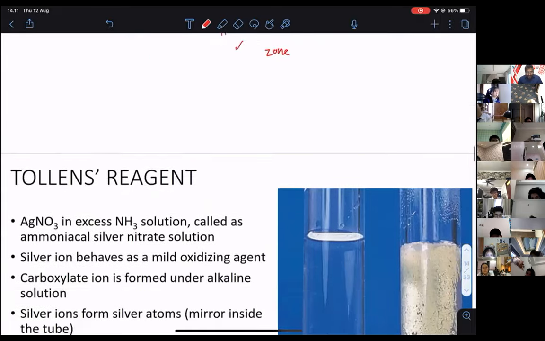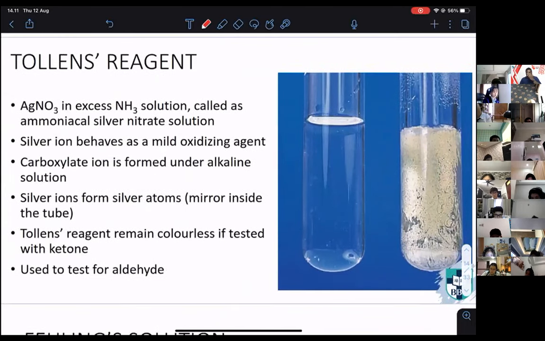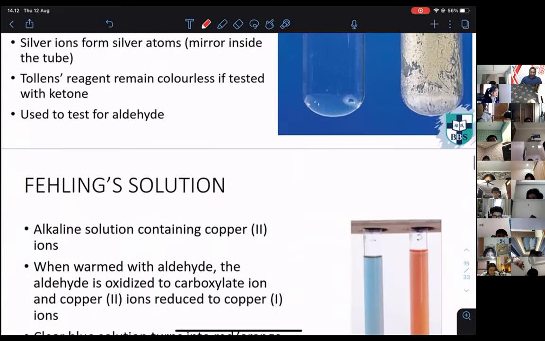Now, apart from this, normally we learn about oxidizing agents, potassium manganate and potassium dichromate. They are very popular. Why are they popular? Because they are very good oxidizing agents. But in chemistry, we do have some unpopular oxidizing agents because they are mild oxidizing agents. They are not so good. Examples are Tollens reagent and Fehling solution.